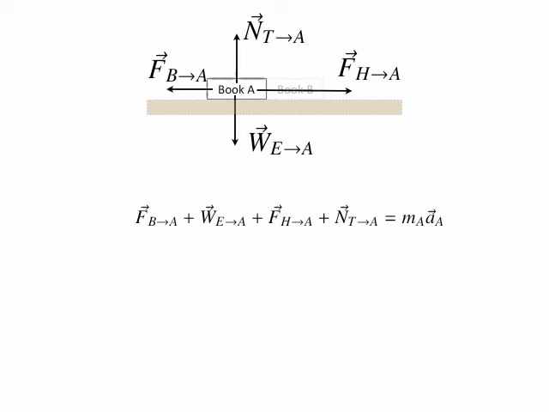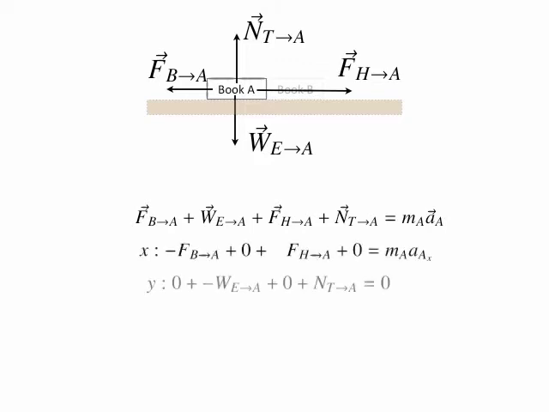It's the sum of all the four vectors, those four forces, is equal to the mass of book A times the acceleration of book A. Now what I want to do is to break that vector equation down into two component equations, the x component and the y component. Notice that for each force in Newton's second law, I'm going to get the x component of that force and the y component of that force.